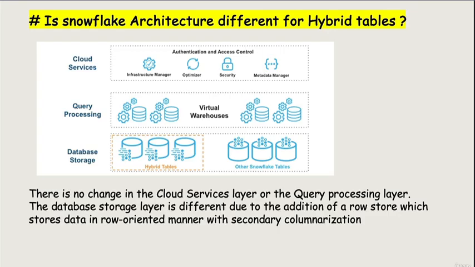Now you might think what secondary columnarization means. What that means is that hybrid table rows that are row-oriented are also stored in columnar format in order to enable quick reads on analytical queries when there is a join between the hybrid table and a regular Snowflake table. So from your interview perspective, the important thing to remember is that hybrid tables are separate storage, which is maintained in a row-oriented manner with secondary columnarization.